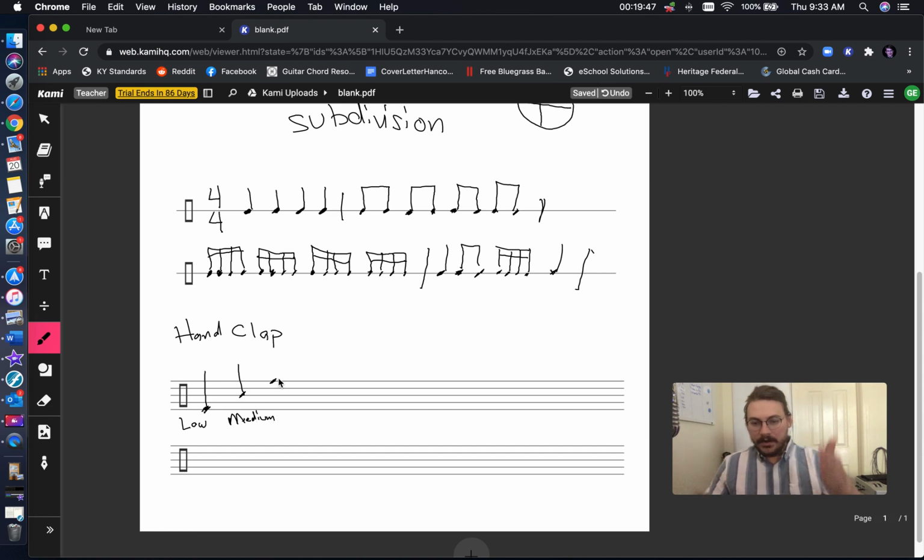And that is going to be your palm, and then the fingers on your striking hand are going to hit your palm. Medium sound. So this is low sound. Medium sound.